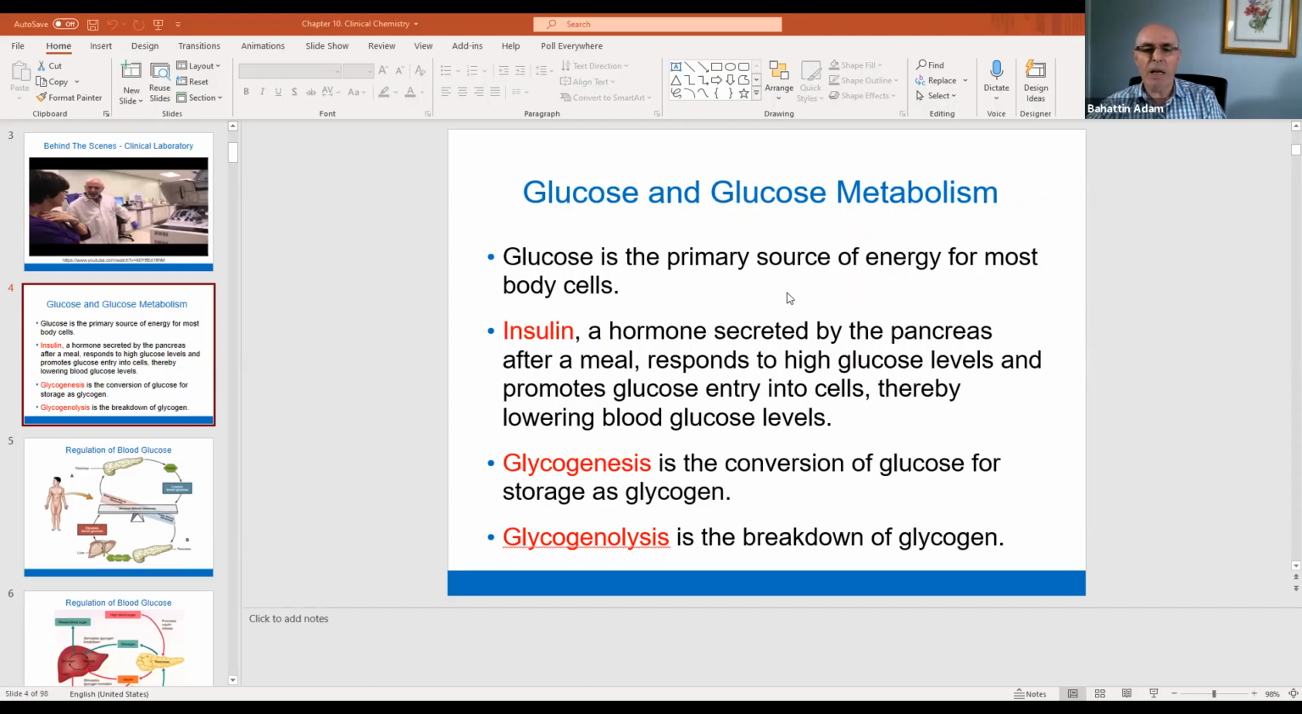And glycogenolysis is the breakdown of glycogen. If needed, the storage form of glucose, glycogen, will break down, be converted to glucose, and sent out from the liver to the muscles and other tissues as energy sources.